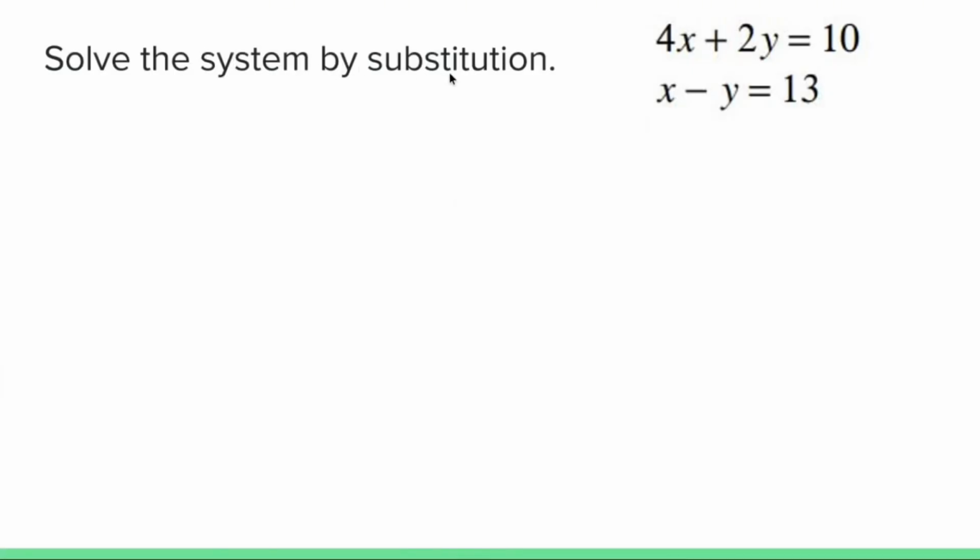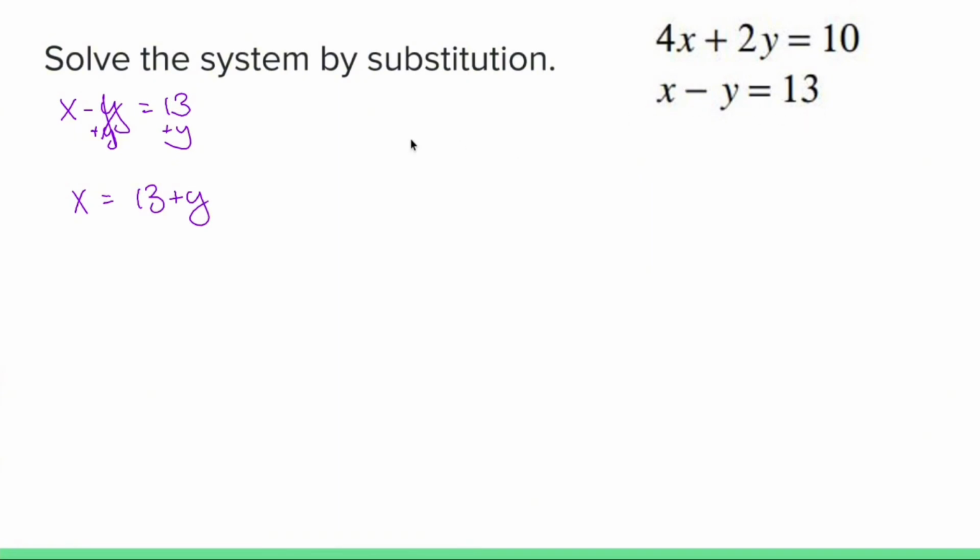Solve the system by substitution. Probably the easiest way to do substitution is take the bottom equation and solve that guy for x. So here's the bottom equation completely written out. Let's add y to both sides. So x equals 13 plus y, and now x on the bottom is all by itself.